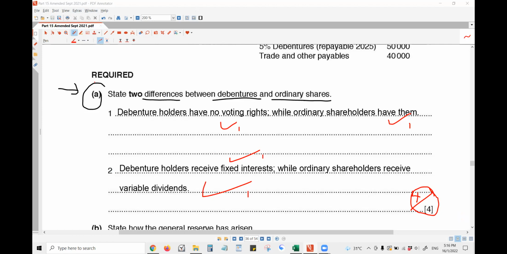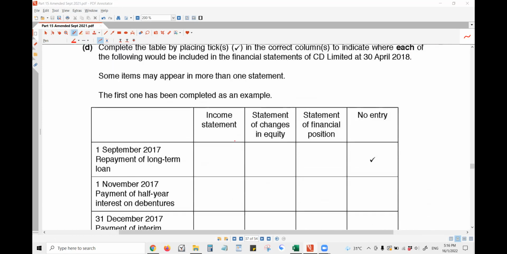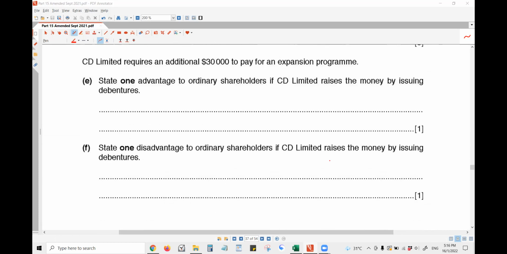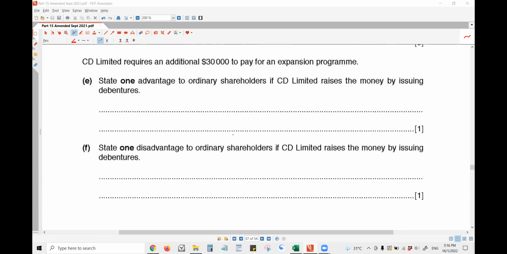Okay, good. Now let's continue. Here, page number 334, page number 334. Again, question E and F.